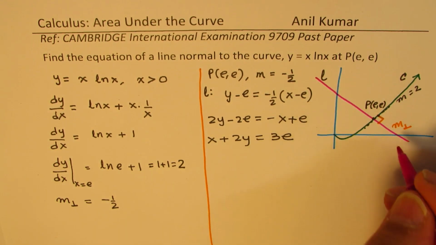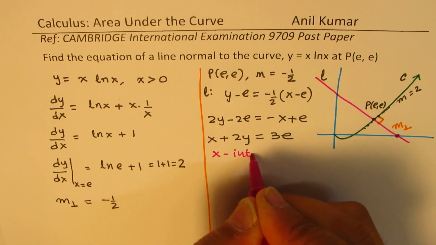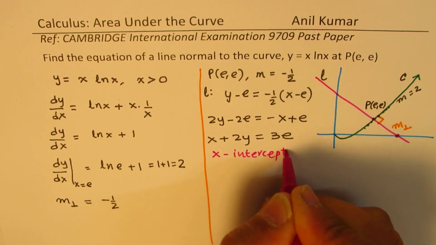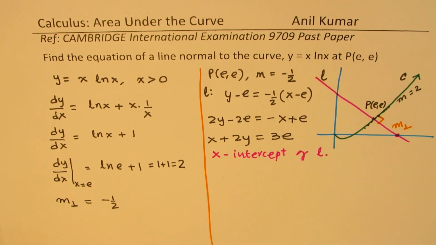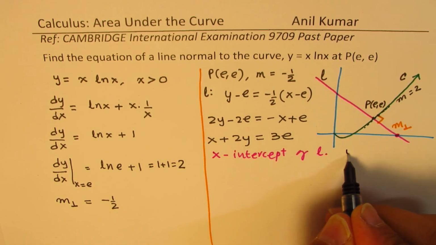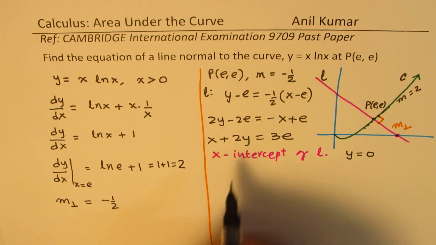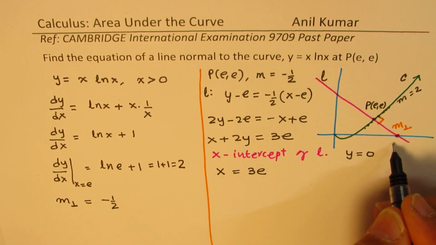Now let us extend and find the x-intercept of this line L, correct? So at the x-intercept, the y value is 0, that is to say y equals 0, correct? So substituting y equals 0, we get x equals 3e, right? So this point is 3e.